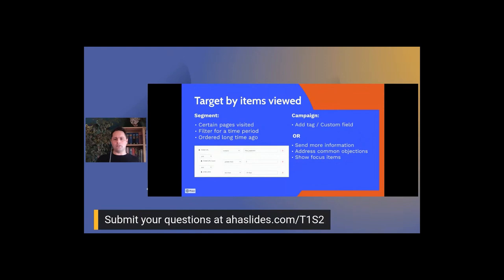For B2B companies, if you have a price list and someone is checking out your price list all the time but is not a customer, in Mautic language you say: visited URL contains /price-list/ and visited URL count greater than 5 and stage not equal customer. Then you need to reach out to them. That's what we always suggest to B2B companies.